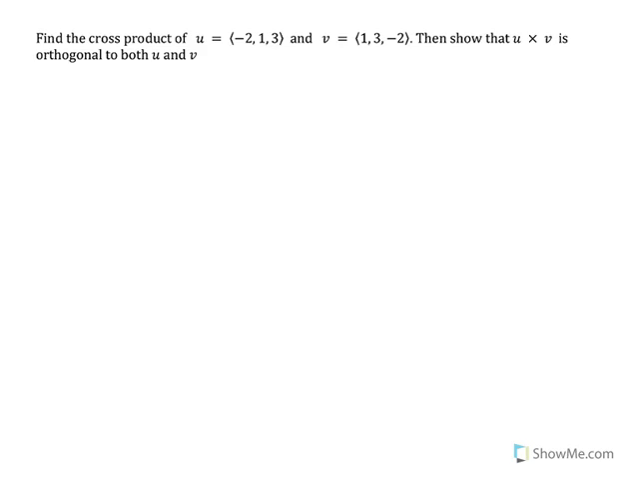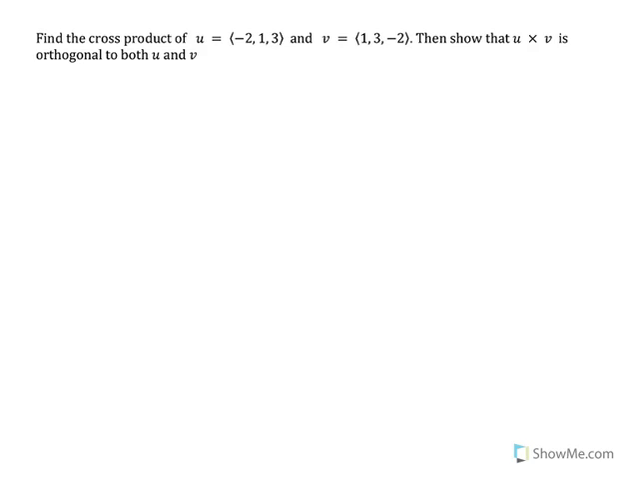I have two vectors, u and v, and I want to show that u cross v is orthogonal to both u and v. Of course, we need to find first what's u cross v, the cross product, and then we can think about what's the meaning of orthogonal to both of them. Because we need to prove that eventually.